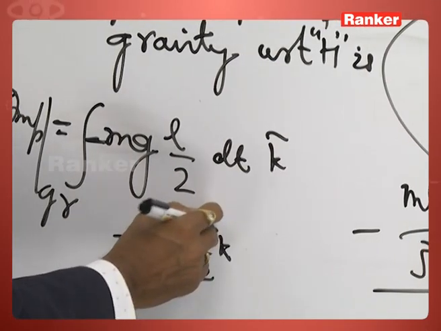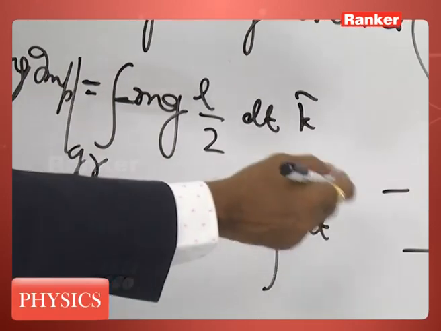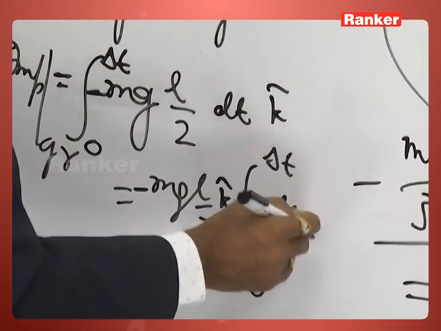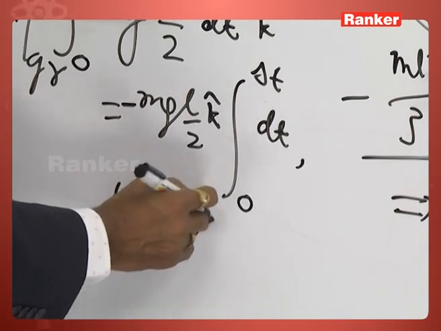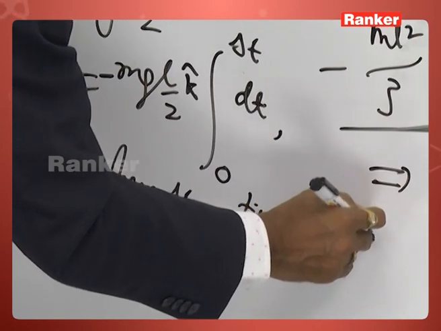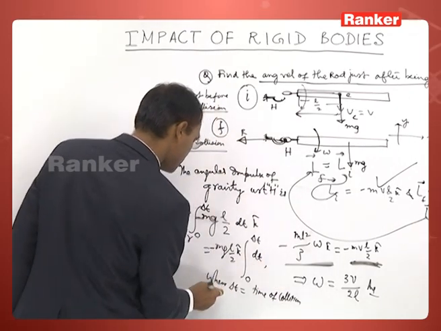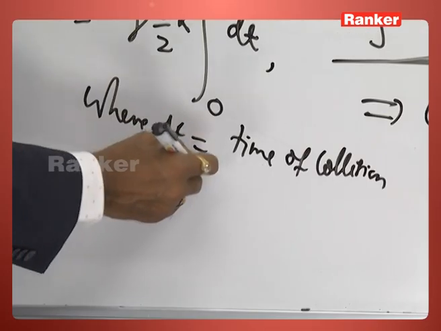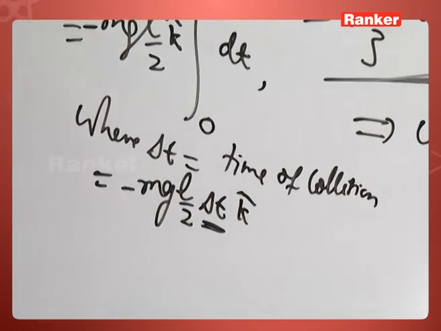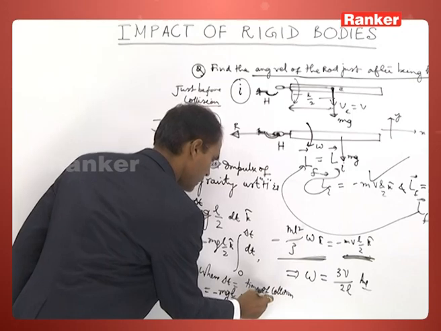is the direction of the torque. Take it out of the integral. So, integral of this dt 0 to t, or del t you can just write. Del t is the time of collision with the hook. This gives us minus mg L by 2 del t into kf. Since the time of collision is extremely small, this quantity can be neglected.